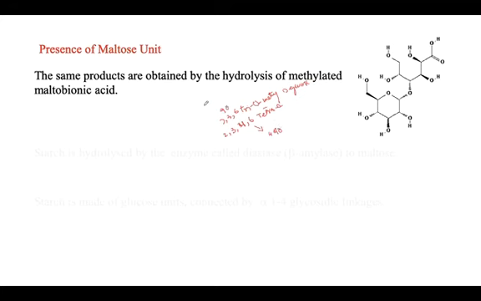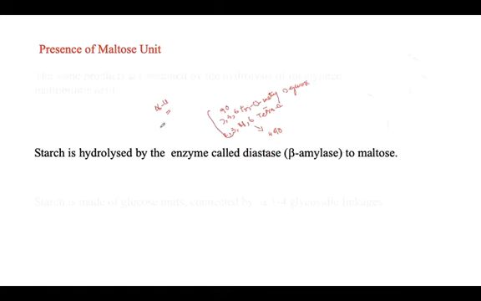It has been shown that similar products are obtained when methylated maltobionic acid is hydrolyzed, and the same products have been obtained. So we say that starch has a structure similar to maltobionic acid. And in maltobionic acid there is a 1,4 link, and the nature of the linkage there is alpha. So starch is hydrolyzed.